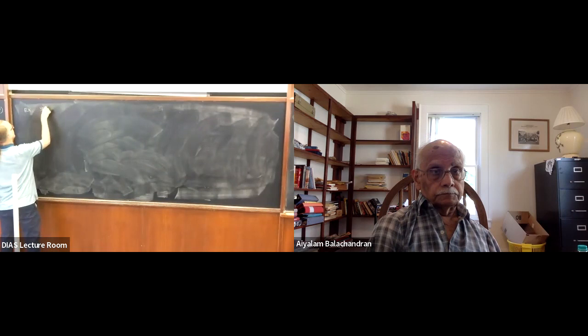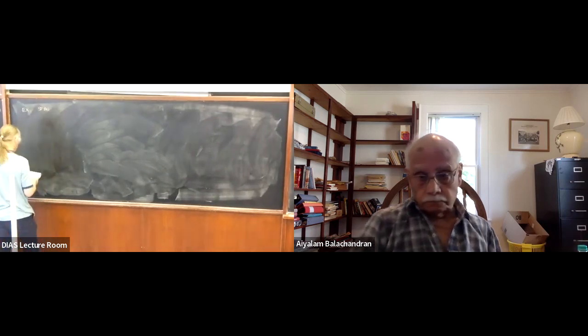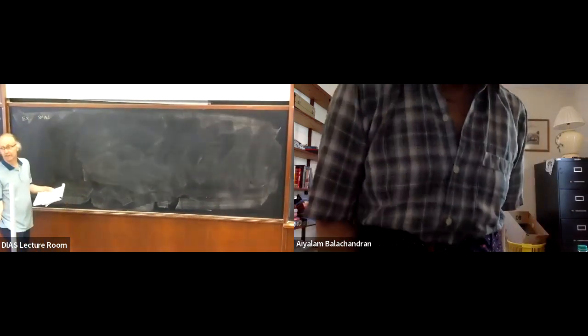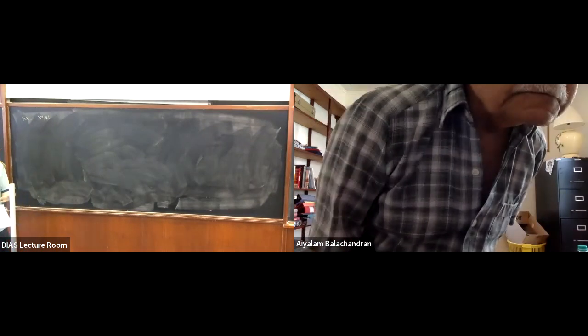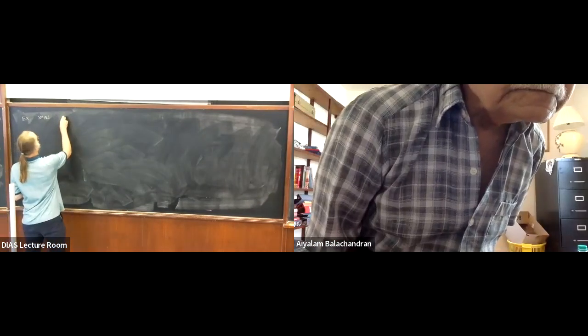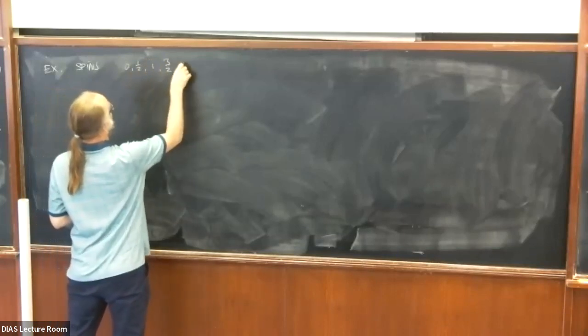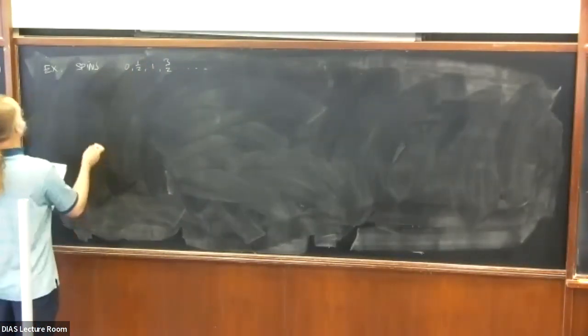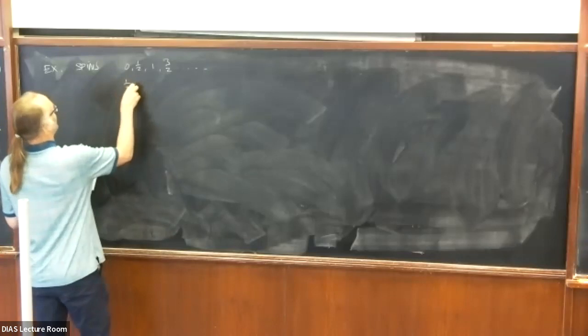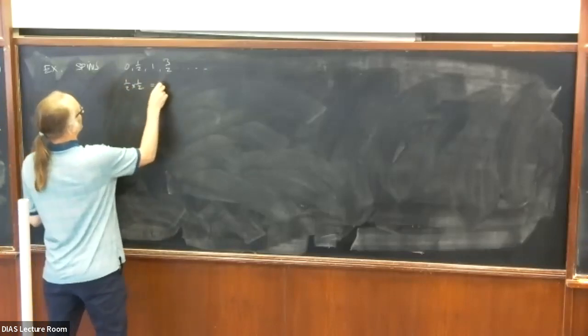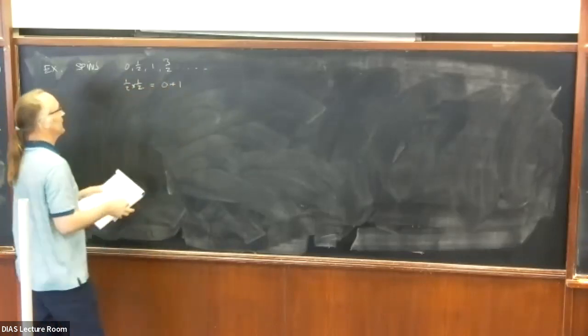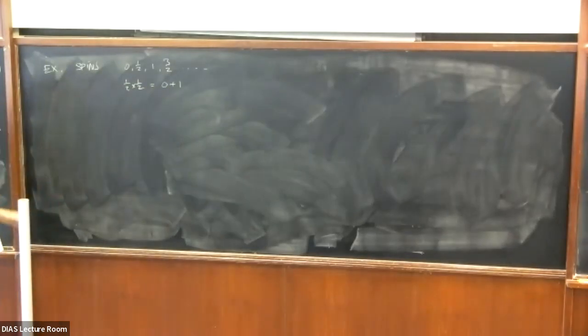Spins. So the bad thing about this example is that there are infinitely many different possible spins: 0, 1/2, 1, 3/2, etc. We'll fix that later, but for now let's not worry about it. And then we have things like 1/2 times 1/2 equals 0 plus 1, because if we add two spin 1/2s, we can get spin 0 or spin 1.